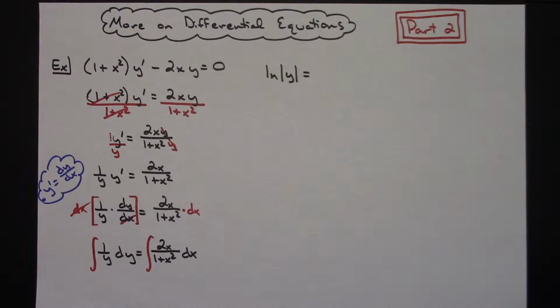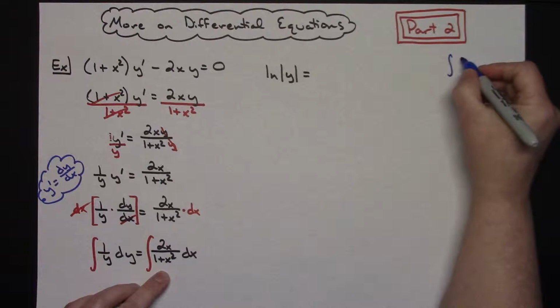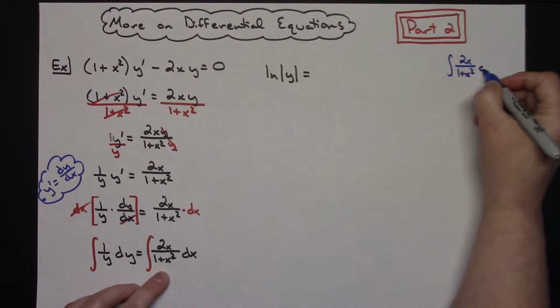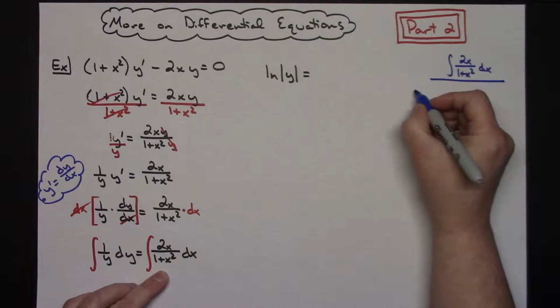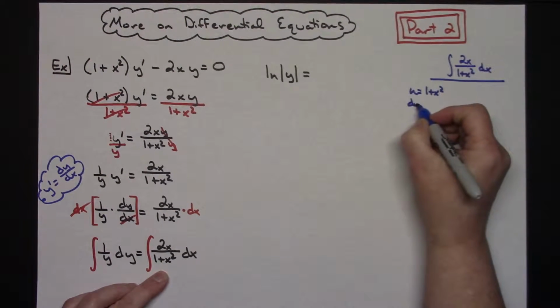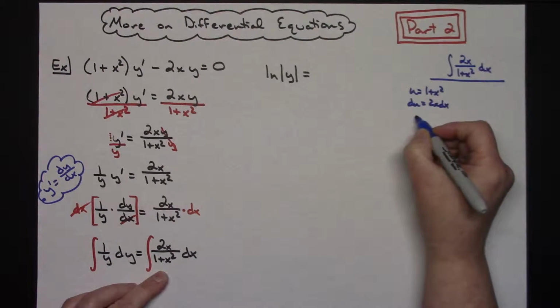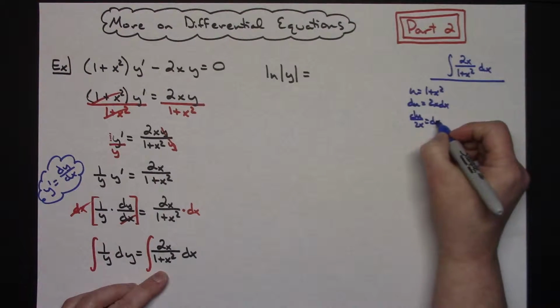Then I think I can squeeze it on over here. Let's actually integrate that over here. I'm going to have 2x over 1 plus x squared dx. If you need, it's a u substitution. So I'm going to let my u be 1 plus x squared. Du is going to be 2x dx. If I solve all the way down, du over 2x equals dx.